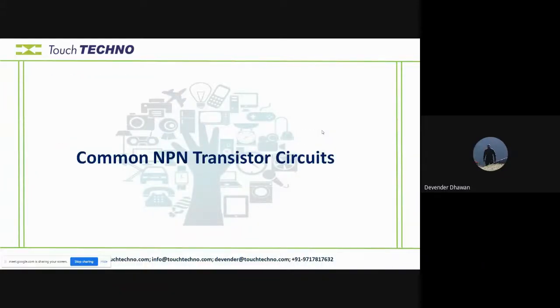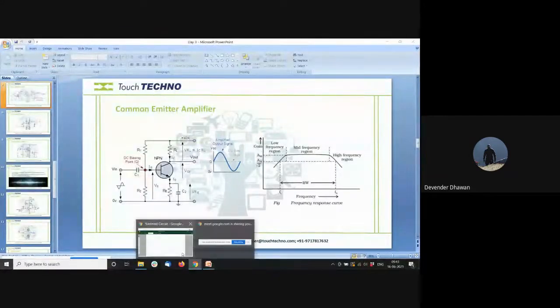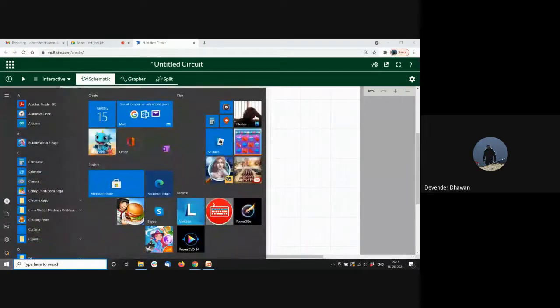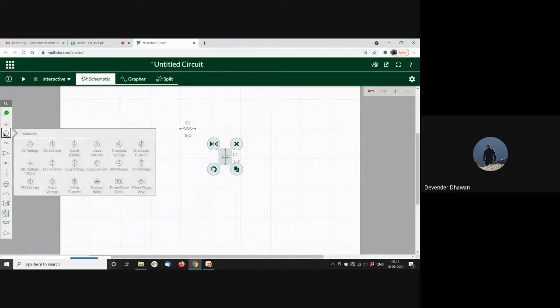Okay, so before we go to this, let us just go and try to do a common low pass circuit. So what I will do, you know that for a low pass circuit, we need a resistance, we need a capacitance, we need an AC source.